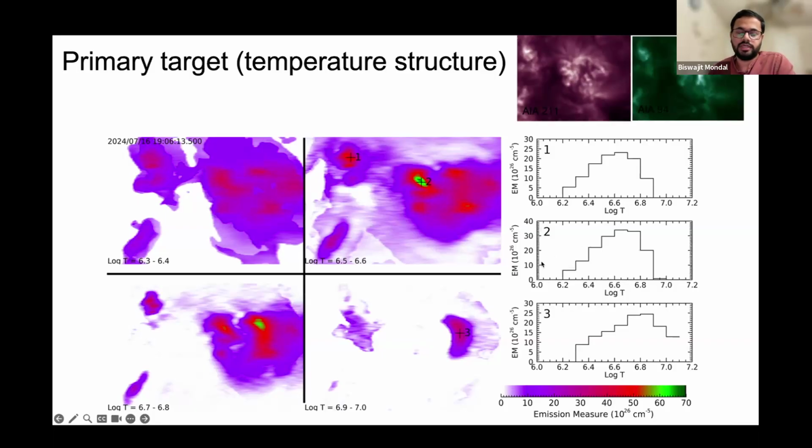And if we see the emission measure curve here, the y-axis is the emission measure, which is proportional to the density squared, and the x-axis is the temperature. So in regions 1 and 2, which are basically the high temperature portion, our emission measure is very, very low. Whereas if you go to region 3, there is extended high temperature emission.